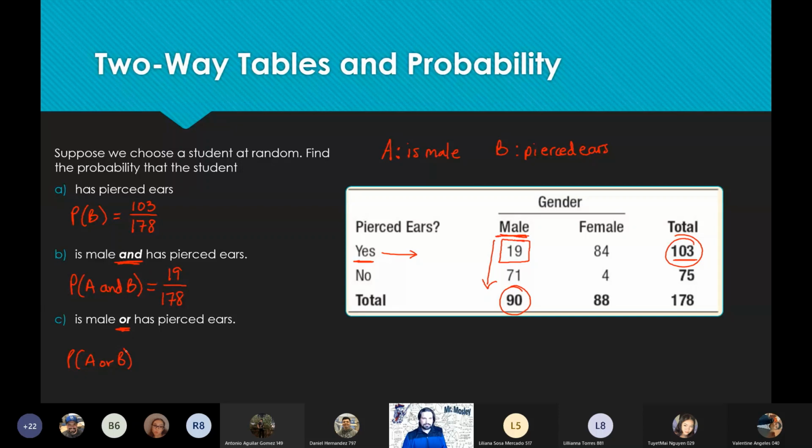Now, we do have to be careful, and I'll explain this. So we do 103 plus 90. That's a total of 193. How many students are in this class?